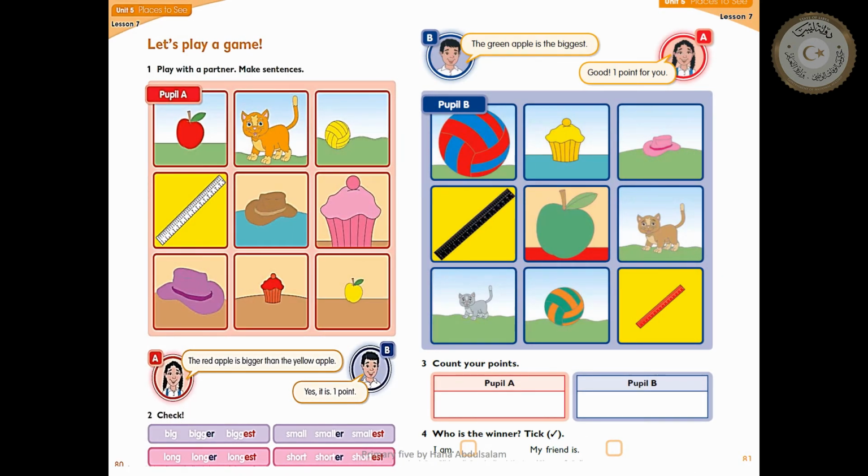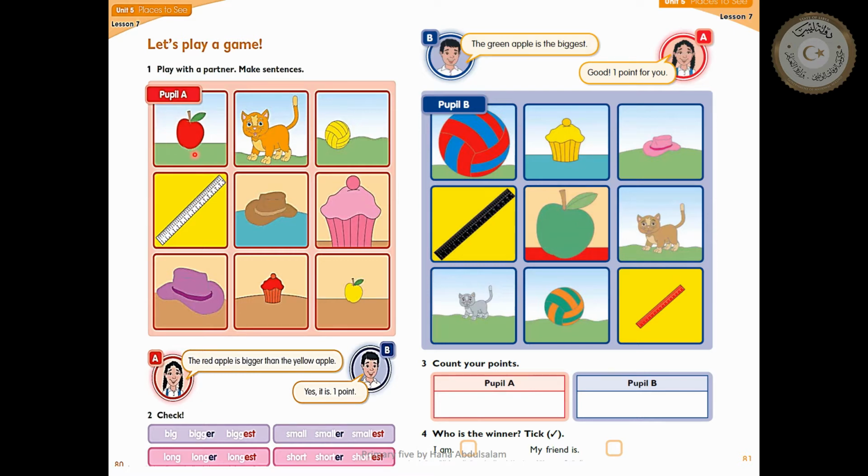What can you see in these two pages? Let's play a game. We have a lot of things on these pages. The first one is page 80 and the second one is page 81. So what can you see? Can we start? What's the first one?